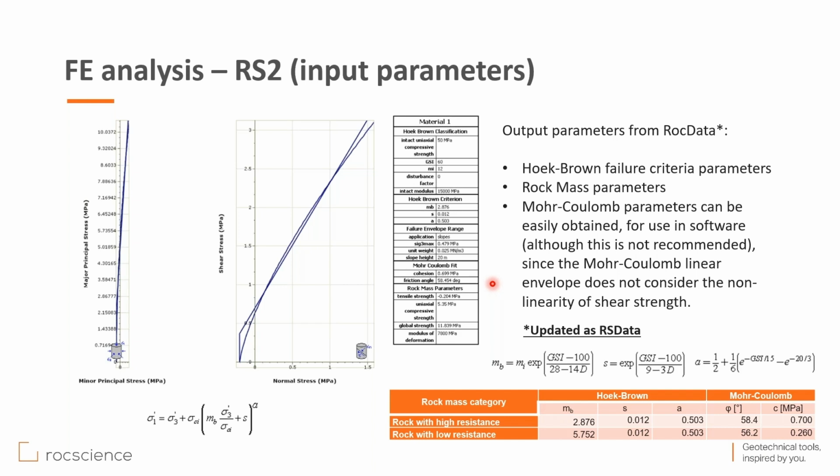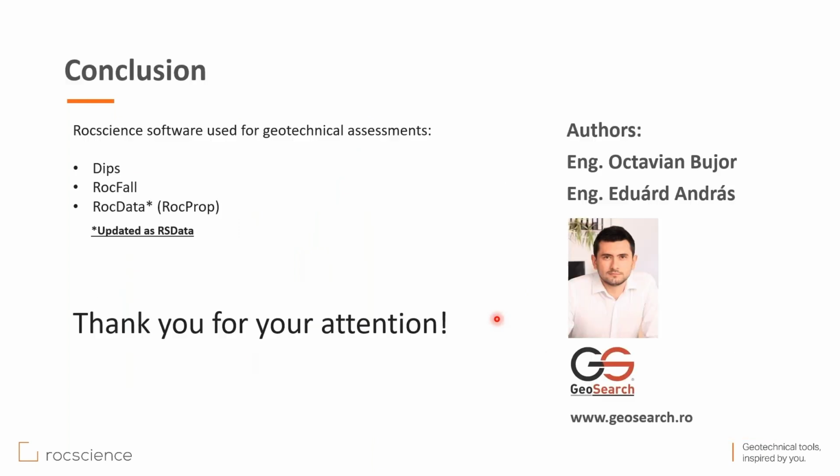Parameters obtained were used in the following analysis conducted in RS2, analysis which will be presented by Mr. Deak in the second part of the webinar. Also, maybe he will have time to speak about the Barton-Bandis failure criteria for the joints. I did not put this into my presentation.